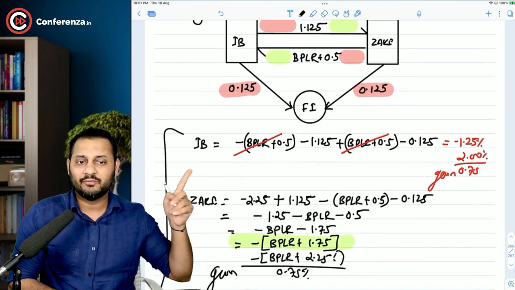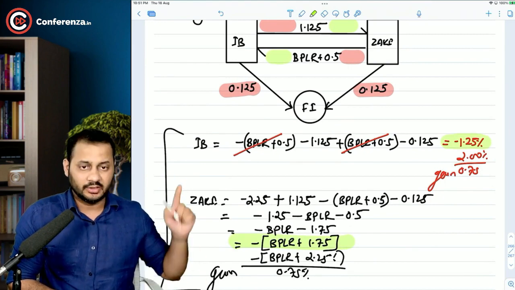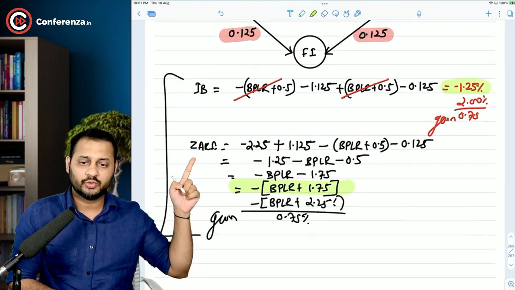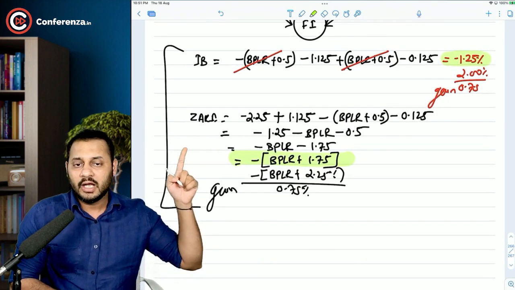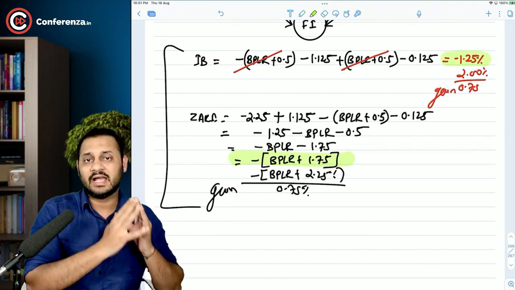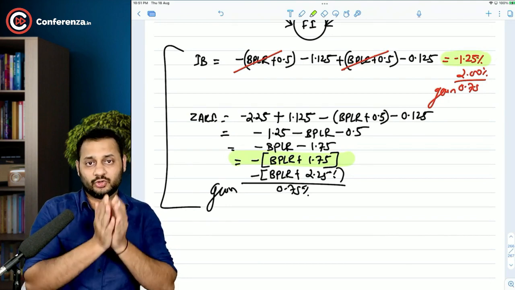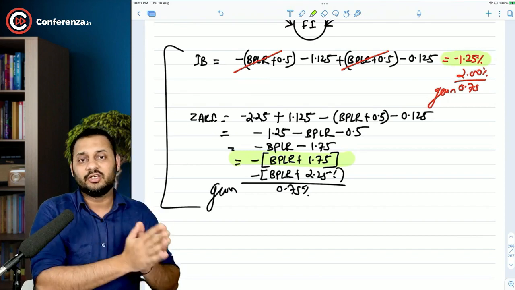Sorry to say that, but you will have to show this. The net outflow should be this. This should be visible, that 1.25 is the total cost to IB, and BPLR plus 1.75 is the total cost to Zaki. Because we want to prove that it is costing us lesser than directly going in the market. So swap is costing us lesser than directly going into the market. That's a gain of 0.75%.